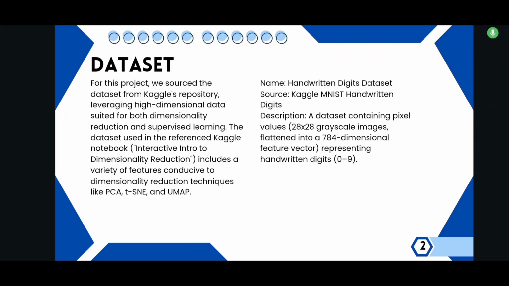For this project, I sourced the data from Kaggle's repository, leveraging high-dimensional data suited for both dimensionality reduction and supervised learning. The dataset used in the reference Kaggle notebook, Interactive Intro to Dimensionality Reduction, includes a variety of features conducive to dimensionality reduction techniques like PCA, t-SNE, and UMAP. It shows the name, the source, and the description of the dataset.